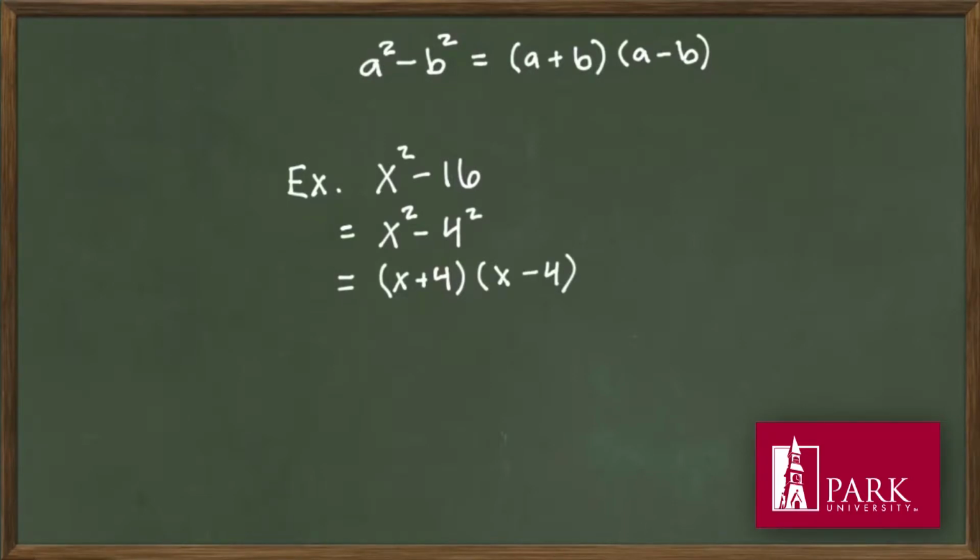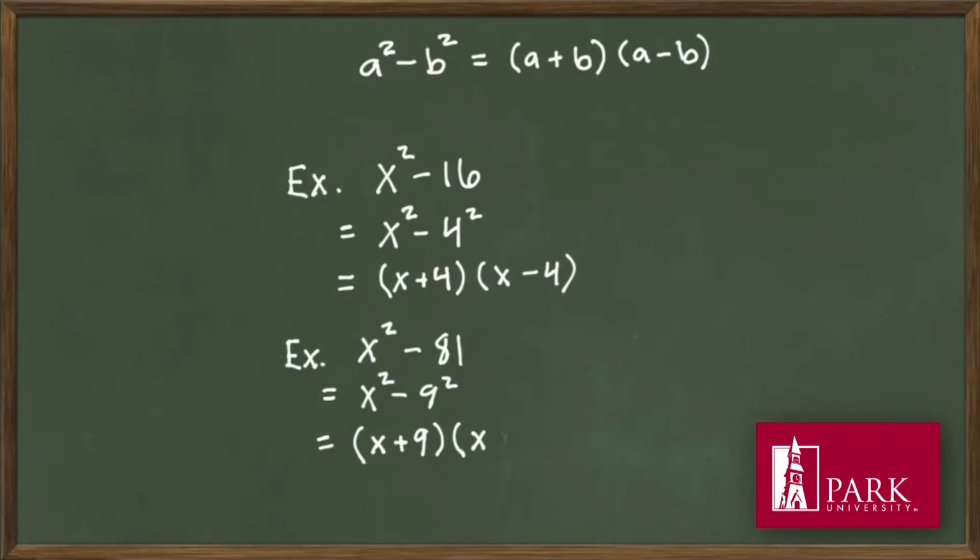Let's go ahead and try that again with another example. So let's say that now we have x squared minus 81. Again, you should notice that x squared is a perfect square and 81 is a perfect square. So this can be written as x squared minus 9 squared. And now we can fall back on that factoring technique and say that this is now equal to x plus 9 times the quantity x minus 9.